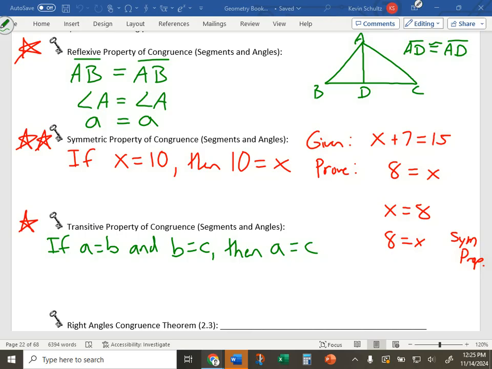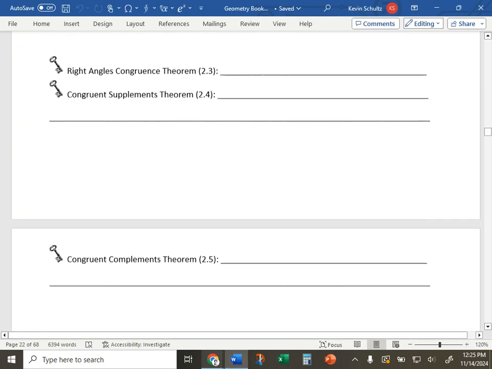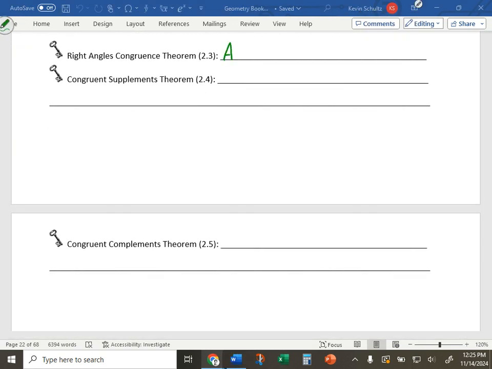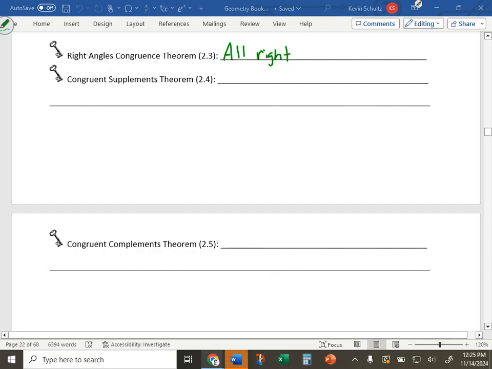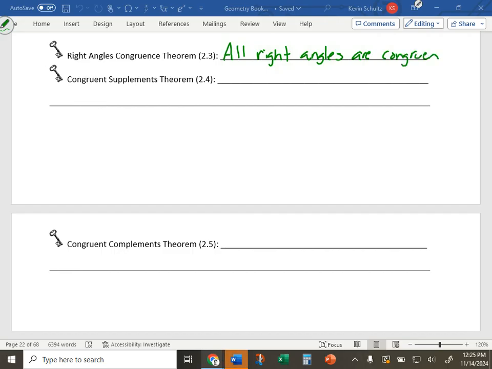Okay. Questions on the reflexive, symmetric, or transitive properties? No? Very well. The right angles congruence theorem says that all right angles are congruent. The right angles congruence theorem states that all right angles are congruent, because all right angles have the same measure, which is 90 degrees. It's like triple star.